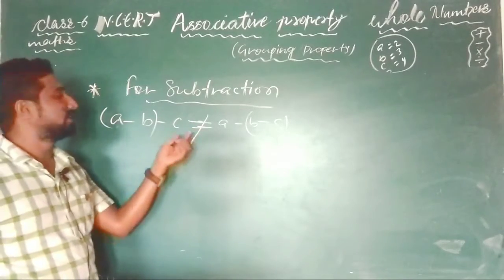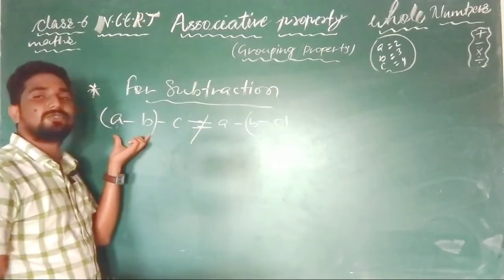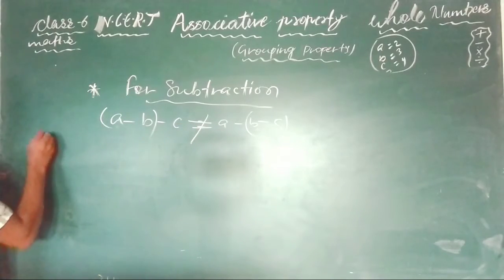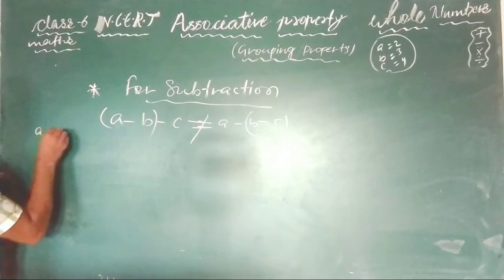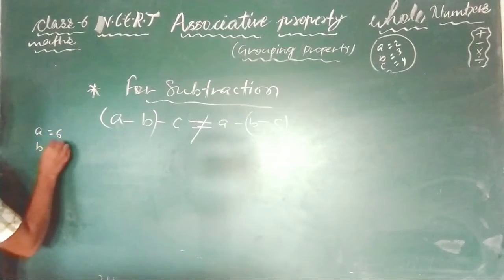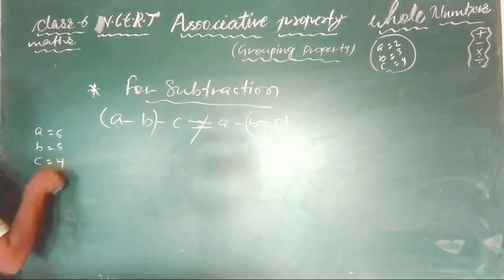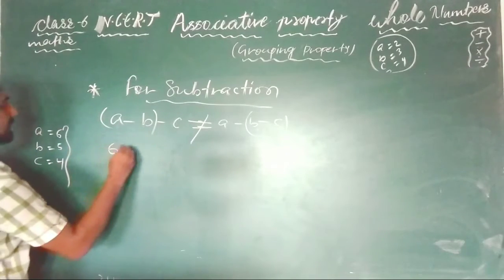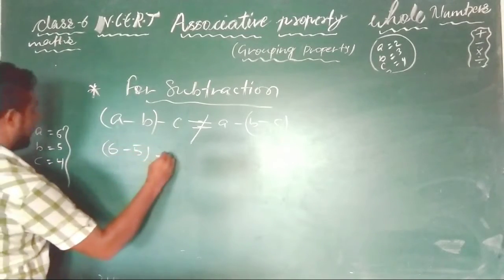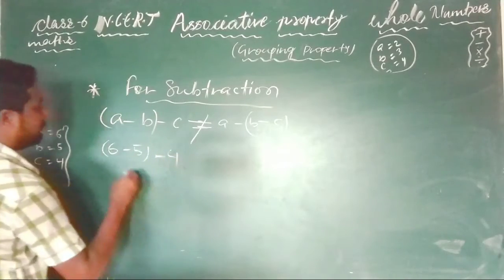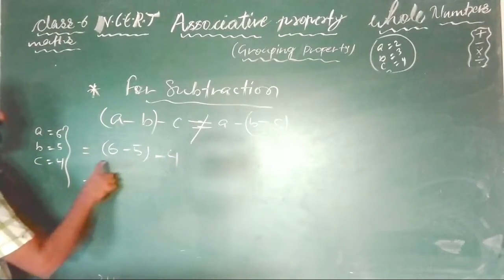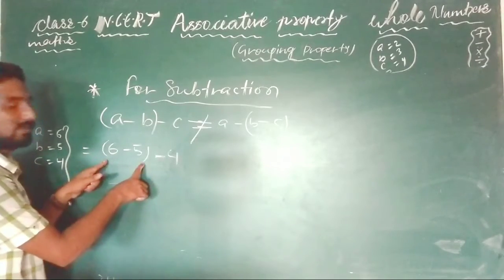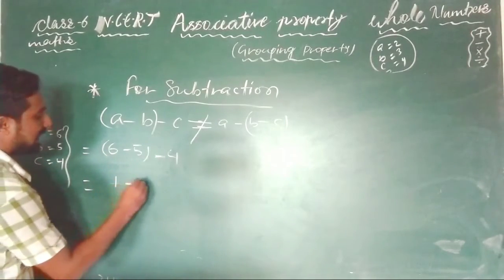Why is it not followed? It is not equal, because the answer you get from here will not come here. Now let me show you. In the place of A I will take 6, B I will take 5 and C I will take 4. Now you see the numbers. In the place of A and B you put 6 minus 5 and minus C, that is 4. Now solve it. As per the simplification process, first the bracket process will be there. So 6 minus 5 that is 1 and 1 minus 4.